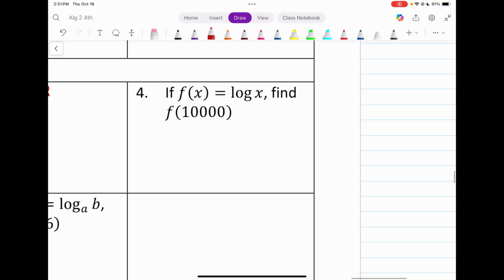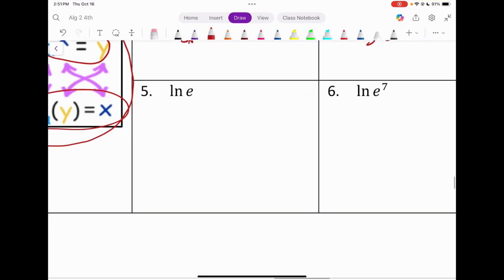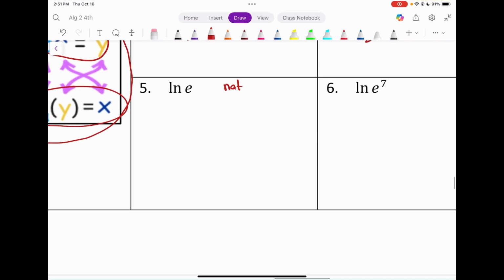Another common log, we're saying if f of x is log x, find f of 10,000. So we're simply finding the log, we're plugging in 10,000. And we know that 10 to the 4th power would be 10,000 because it has 4 zeros. The next one is what's called a natural log. That's what the L and N stand for, natural and log.